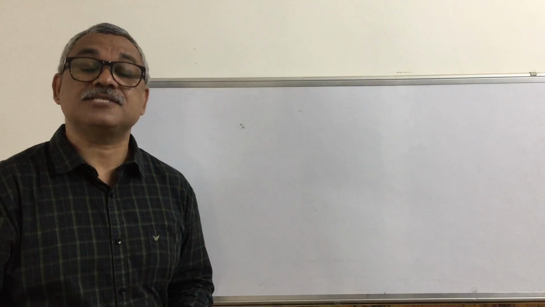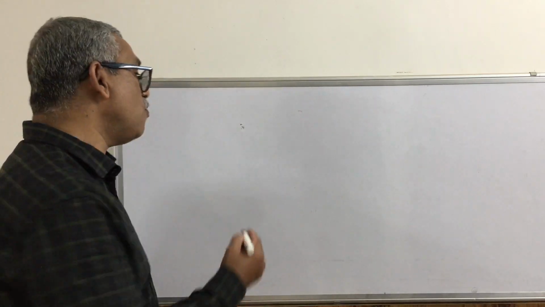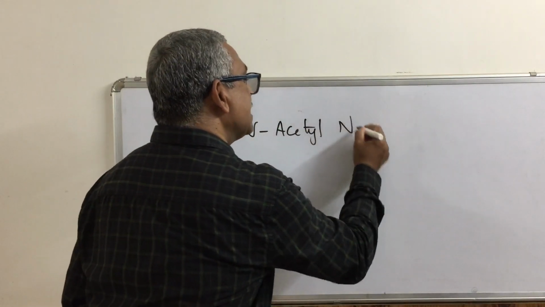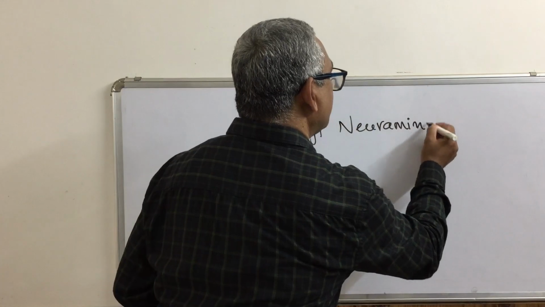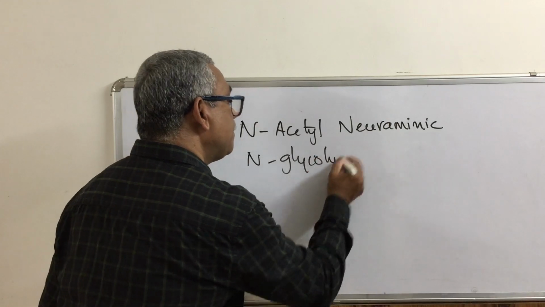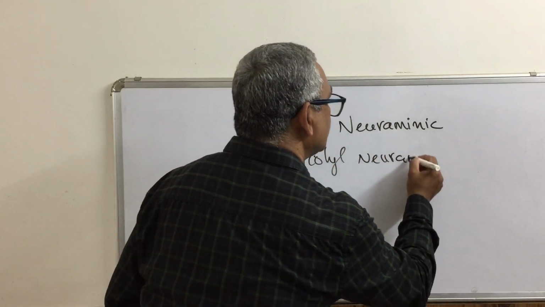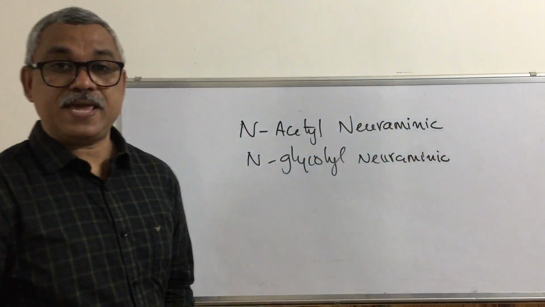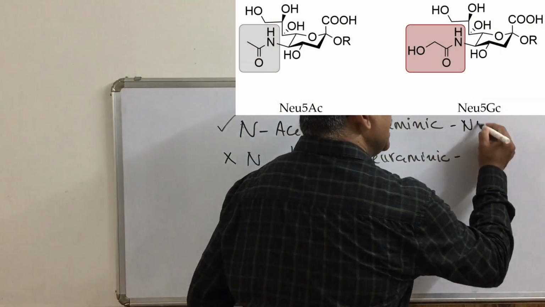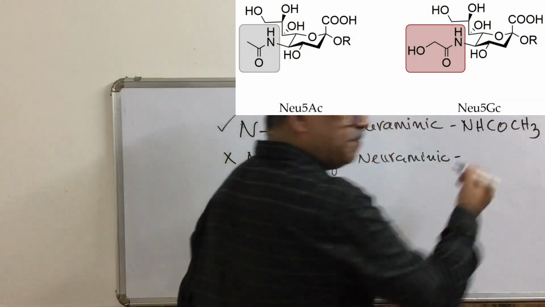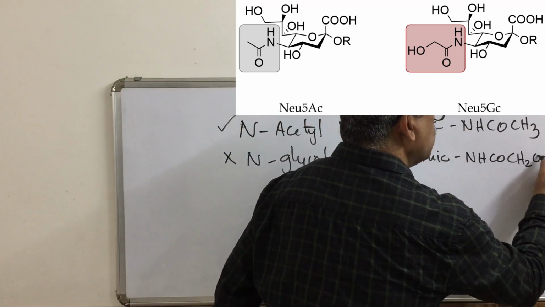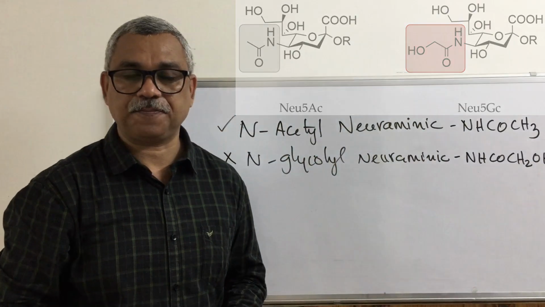Neuraminic acid is a very interesting molecule. There are two forms of neuraminic acid. One is N-acetyl neuraminic acid, and the second form is N-glycolyl neuraminic acid. In human beings, N-acetyl neuraminic acid is present. This will be NHCOCH3, and in this case it will be NHCOCH2OH. This is the difference.